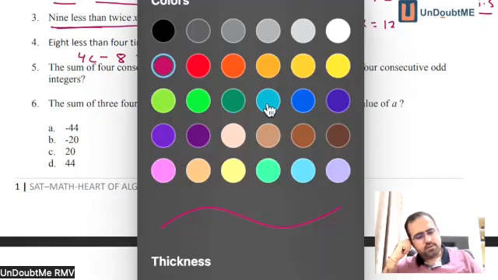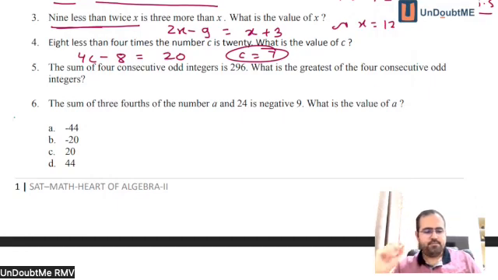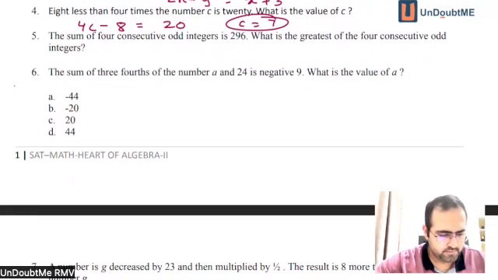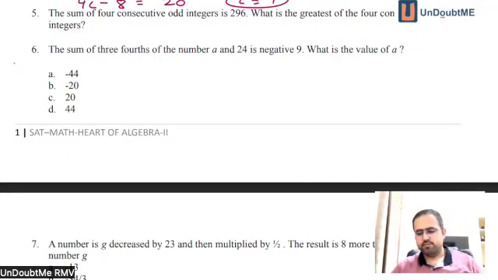Sum of 4 consecutive odd integers. Tell me an example of odd integers. 1, 3, 5, 7, 9, and so on. Now what is the meaning of consecutive? One after the other. One after the other. Good.